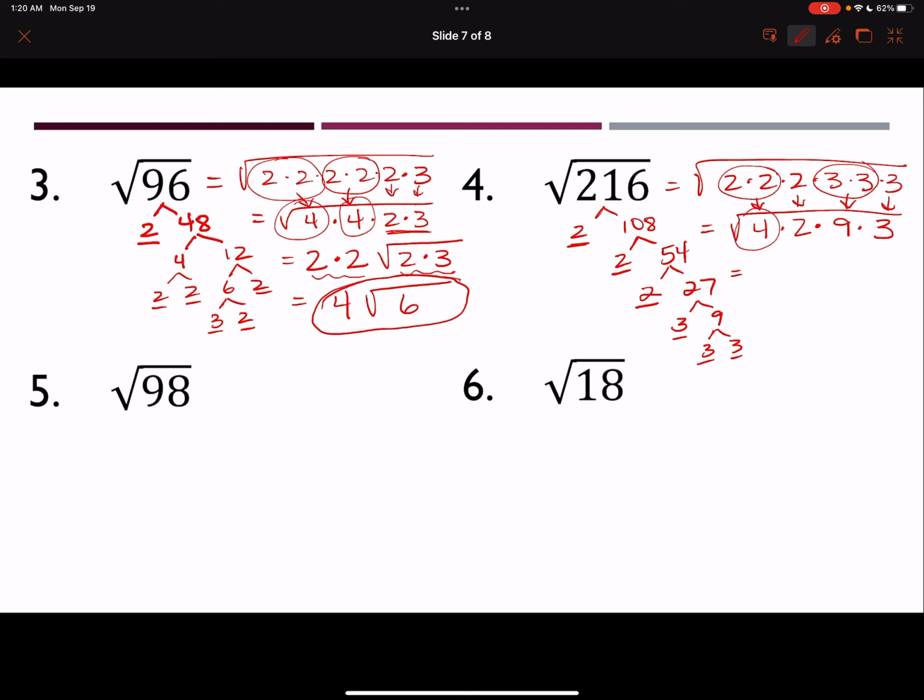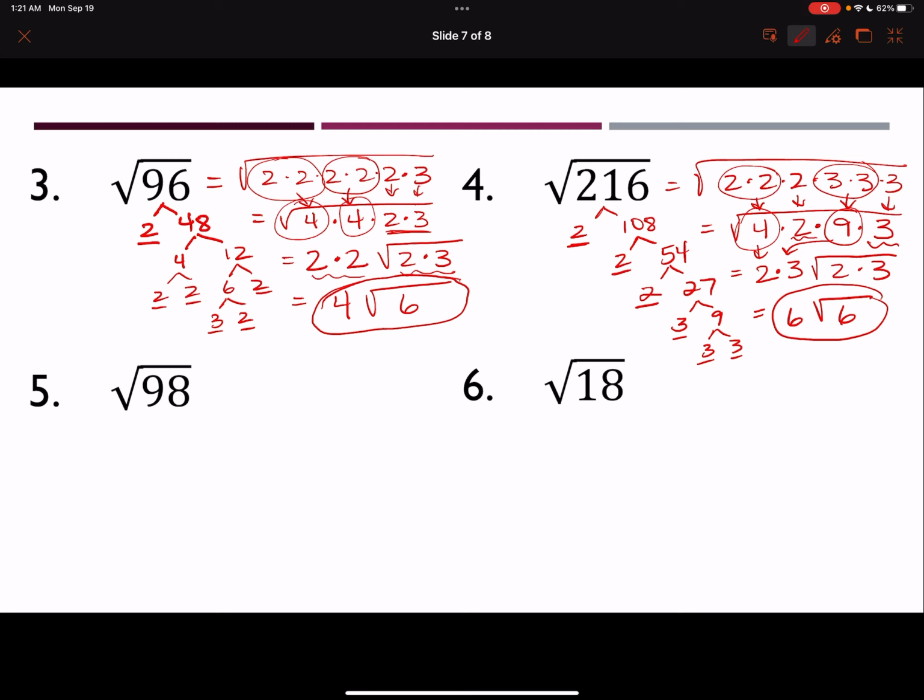Now that I have perfect squares under the square root, I can take the square root of 4. The square root of 4 is 2, and the square root of 9 is 3. So I'm going to take this out in front of the square root because the 9 is a perfect square. And then the 2 and the 3 are going to stay under that square root because I can't take the square root of them. They're not perfect squares. And then just like we did previously, we're going to multiply. 2 times 3 is 6. 2 times 3 again under the square root is 6. So my final answer is 6 root 6.